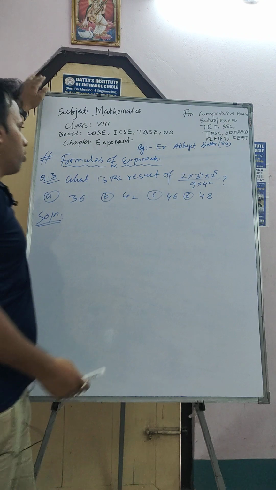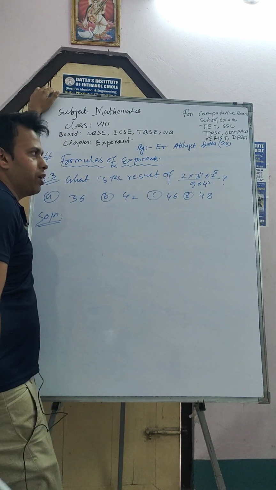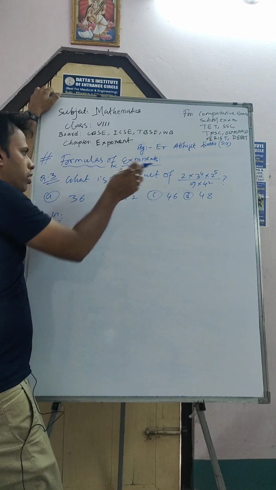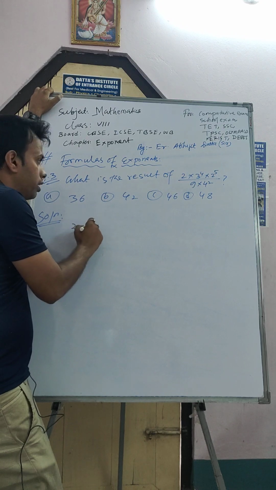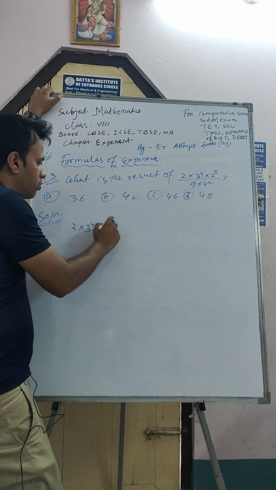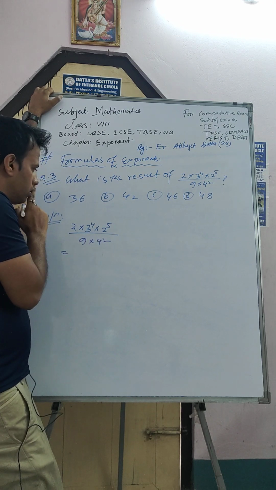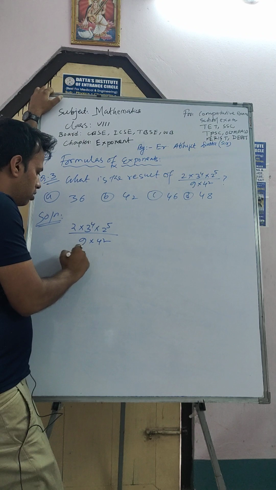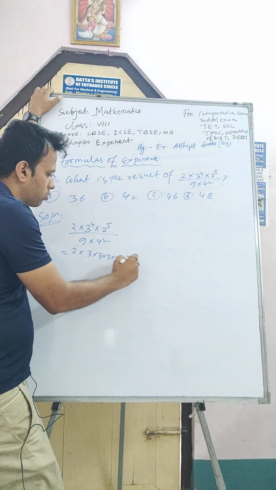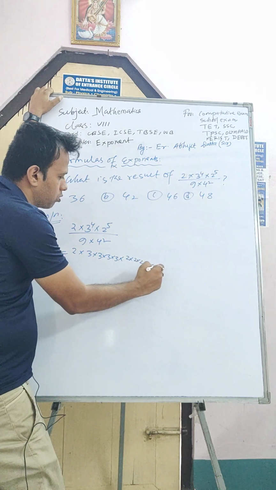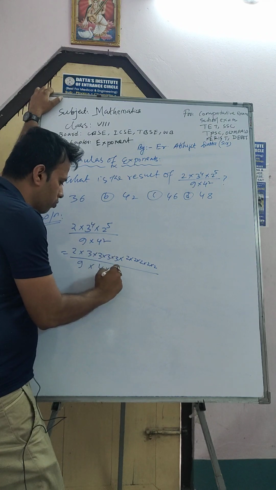Next, what is the result of 2 into 3 to the power 4 into 2 to the power 5 by 9 into 4 square? So what is the result? That is, we have to find out which option is correct. Now I write 3 to the power 4, 2 to the power 5 by 9 into 4 square. Now 3 to the power 4 is 3 into 3 into 3 into 3, and 2 to the power 5 is 2 into 2 into 2 into 2 into 2. Here it is 9, and 4 square is 4 into 4.